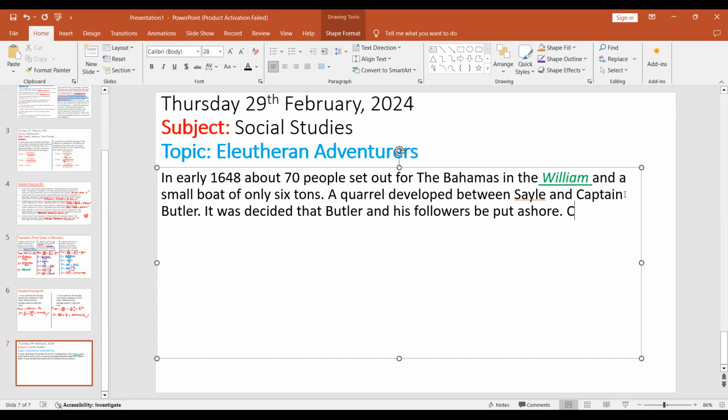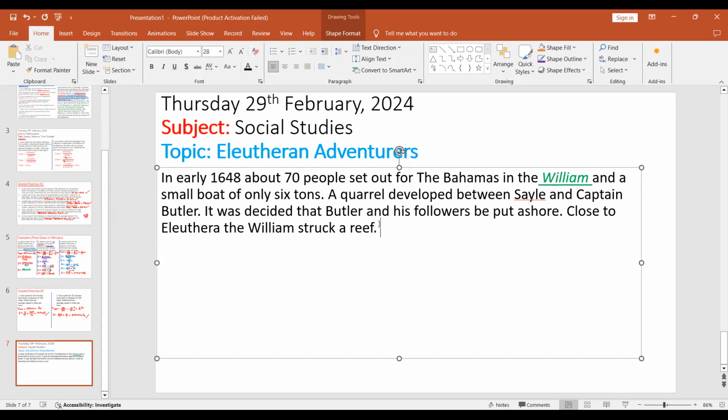Close to Luthra. What do you think they hit? A landmark? Not a landmark. I wish they hit a landmark. Close to Luthra, the William struck a reef. Struck a reef, right?